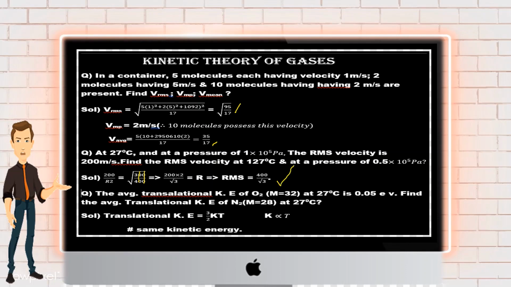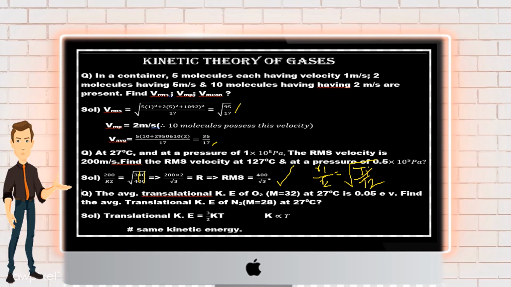Simply using the formula R1 by R2 is equal to root over T1 by T2. Coming to the next question.